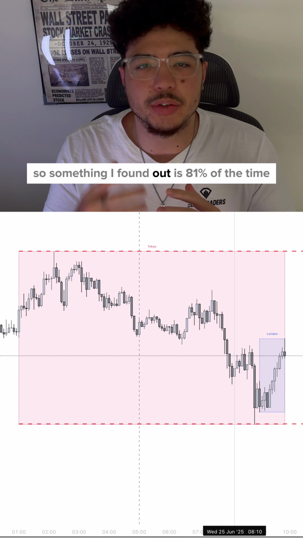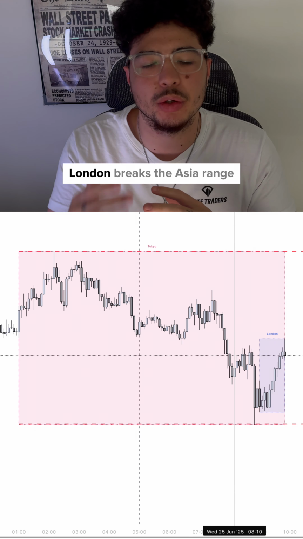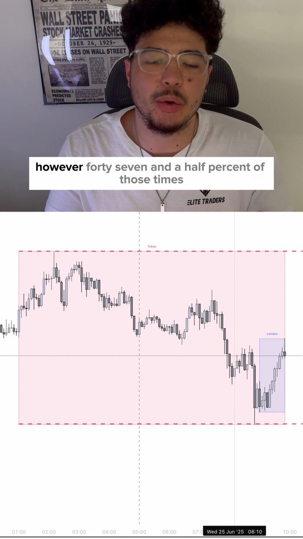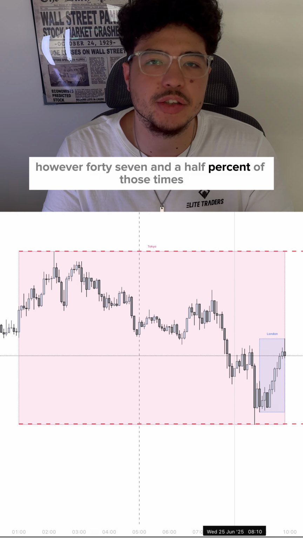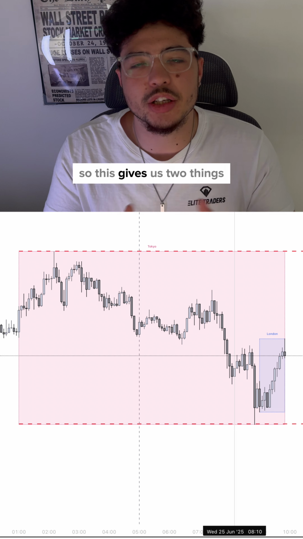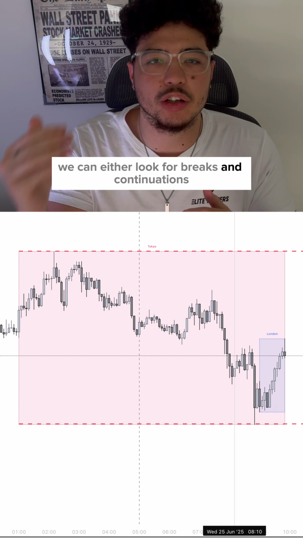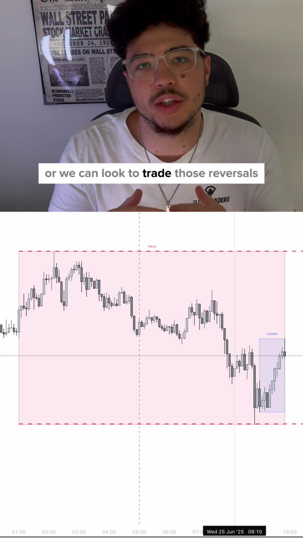So something I found out is 81% of the time London breaks the Asia range. However, 47.5% of those times it was a fake out. So this gives us two things. We can either look for breaks and continuations, or we can look to trade those reversals.